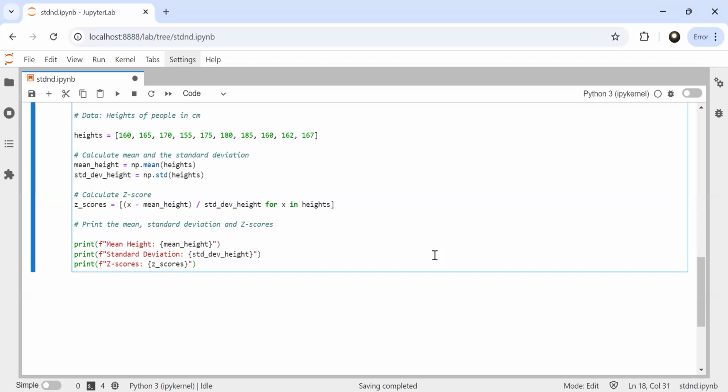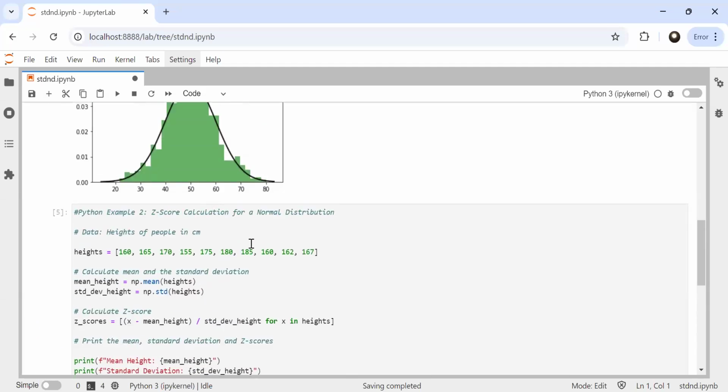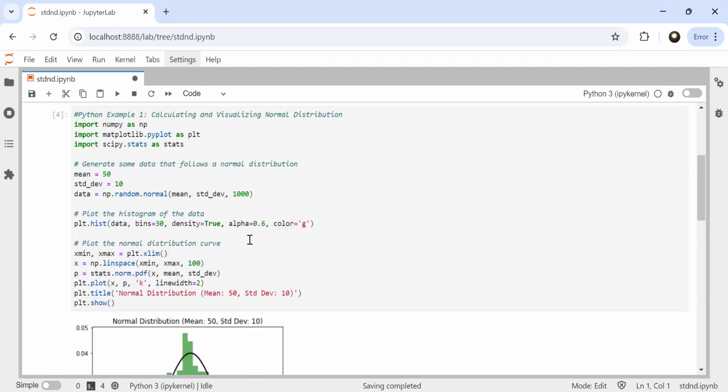So in this example, the mean and standard deviation of the heights are calculated and z-scores are computed to determine how far each height is from the mean in terms of standard deviations. So let us run this code. The standard deviation is there and the z-scores are shown. So this is the example of z-score calculation for a normal distribution.